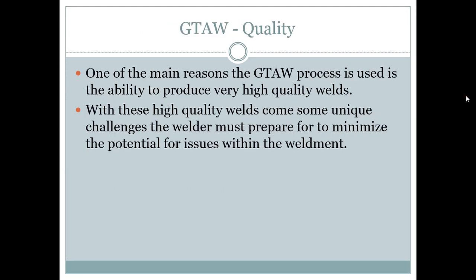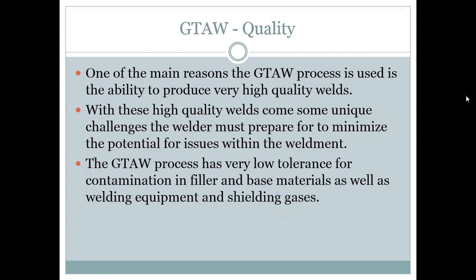So we are going to talk about gas tungsten arc welding from a quality control standpoint. One of the main reasons this process is used is because you can produce high quality welds with minimum impurities. So we have a couple of challenges with trying to be able to do that, as you might have experienced already. There's a very low tolerance with this process for contamination, and that's going to cause some problems for you. So a lot of what we're going to talk about is contamination related issues.